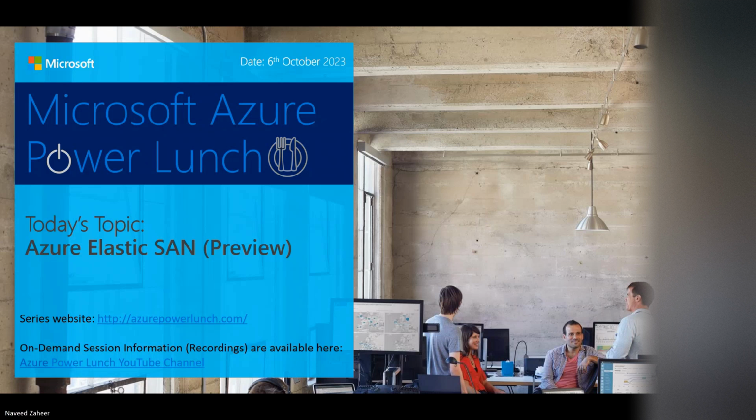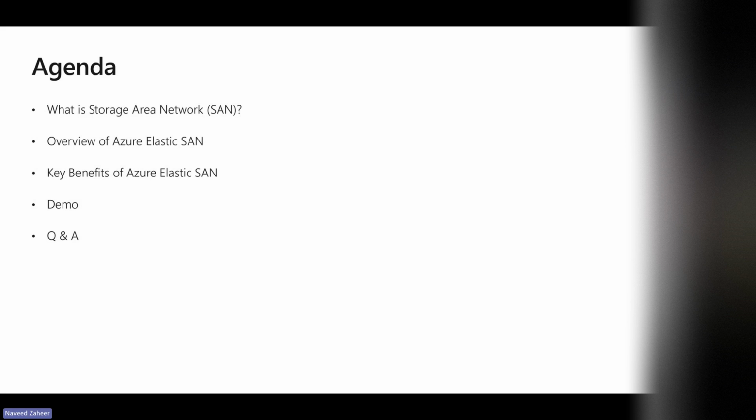And here is a quick agenda. As usual, we are going to be talking about what is a SAN, quick overview, 1 minute, just to set the stage, and then what is Azure Elastic SAN, what it brings to the table. We'll look at some of the benefits. Mostly it's going to be demo, but there would be some slides since we need to have a quick level set on some of the key concepts.